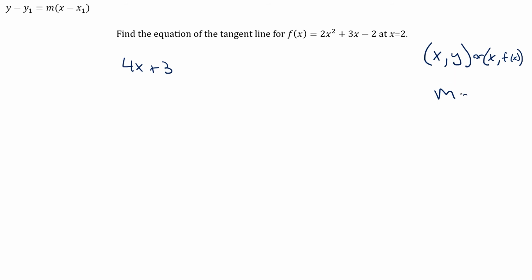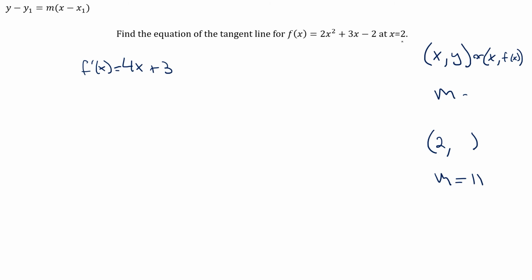M is, well, this is what we need. Let's write them down here. So our point is going to be 2, something. Our m, we now know, is 11, because we got our derivative equation. This is f prime of x, and we plugged in 2 to get 11.